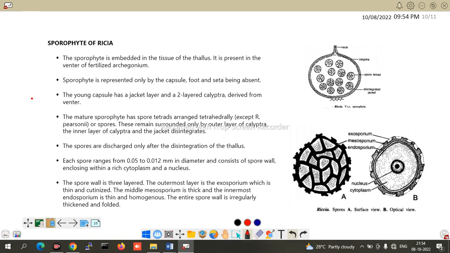The young capsule has a jacket layer and a 2-layered calyptra. Here is the 2-layered calyptra derived from the venter. This calyptra is the extension of the venter. The mature sporophyte has spore tetrads. These are the spore tetrads inside the sporophyte. These remain surrounded by the outer layer of the calyptra. The inner layer of the calyptra disintegrates and the spores are discharged.